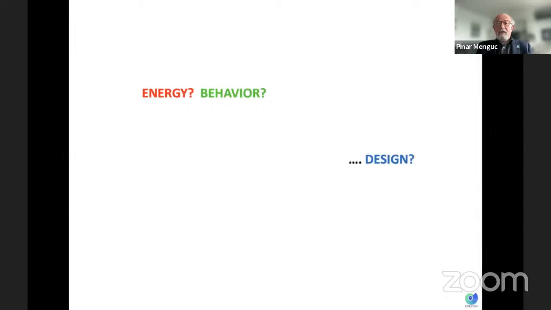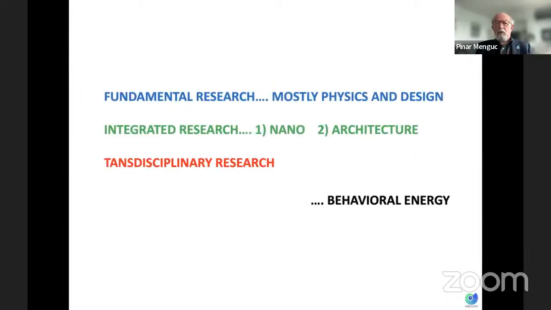And after that should come the design. Design of the processes, gadgets, tools, and then maybe the laws. And that makes life a little bit more complicated. We have to get into fundamental research, which is based on physics and the design most of the time. But integrated research from nanotechnology to architecture should be part of this. Beyond that, when you start putting the humans in there, it becomes transdisciplinary research, which is really not easy to explain. And that allows us to get into behavioral energy.